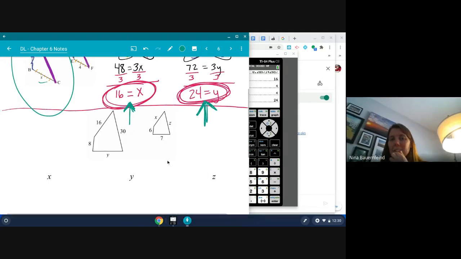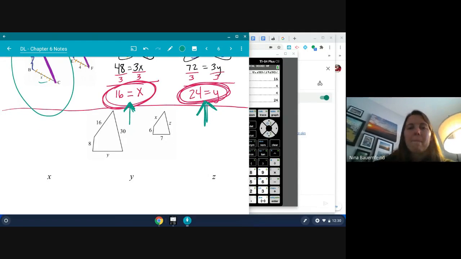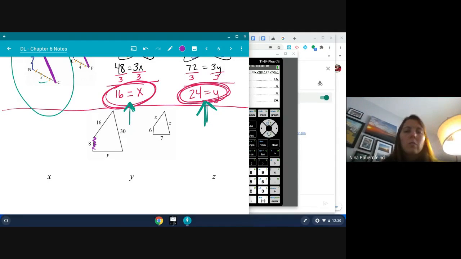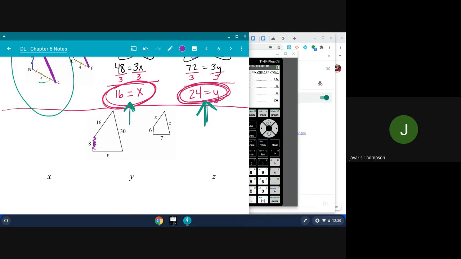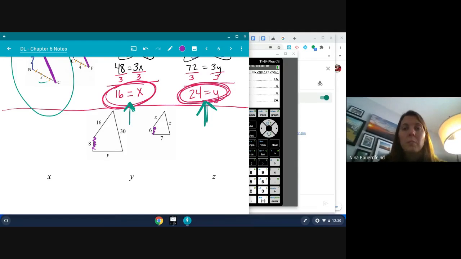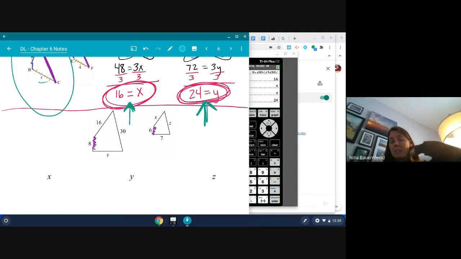All right. So, on this one, 8, what does that correspond to? 6. Got it. Who can give me another set of corresponding sides?